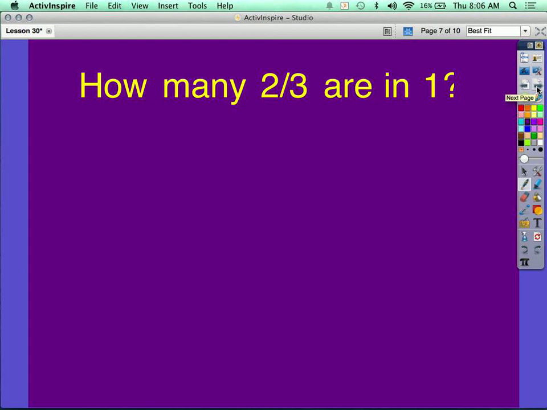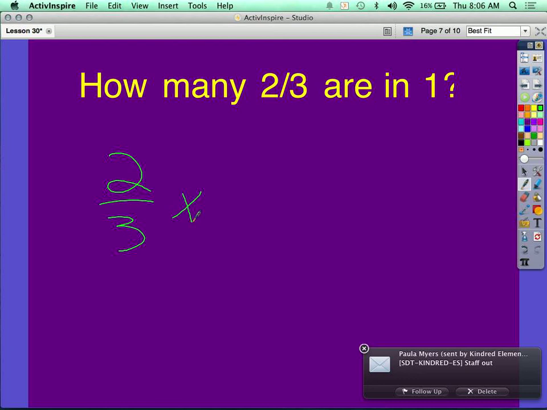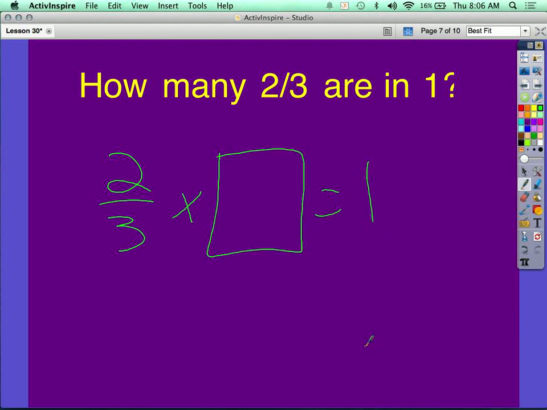So this asks how many 2/3 are in 1. Okay. So basically it's saying 2/3 times what is going to equal 1. All I need to do is flip my fraction, and that's my work. That's it. The answer is 3/2.